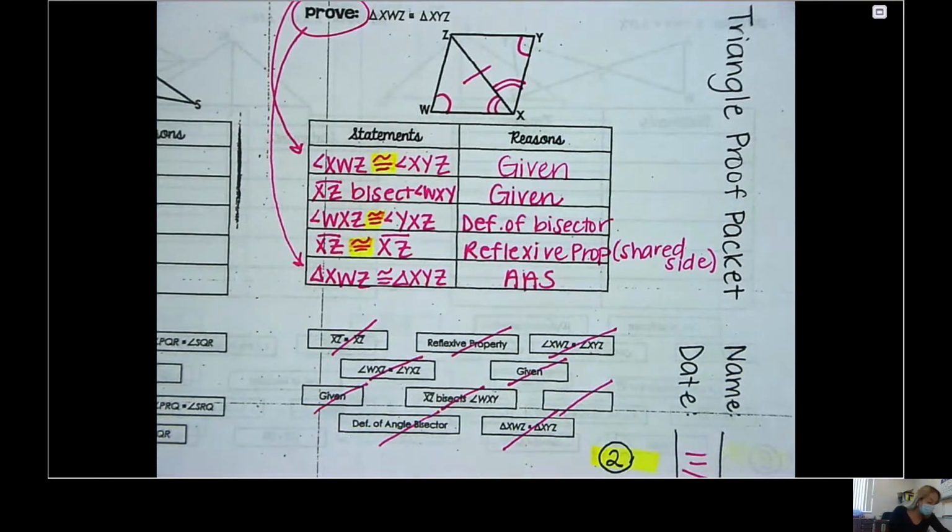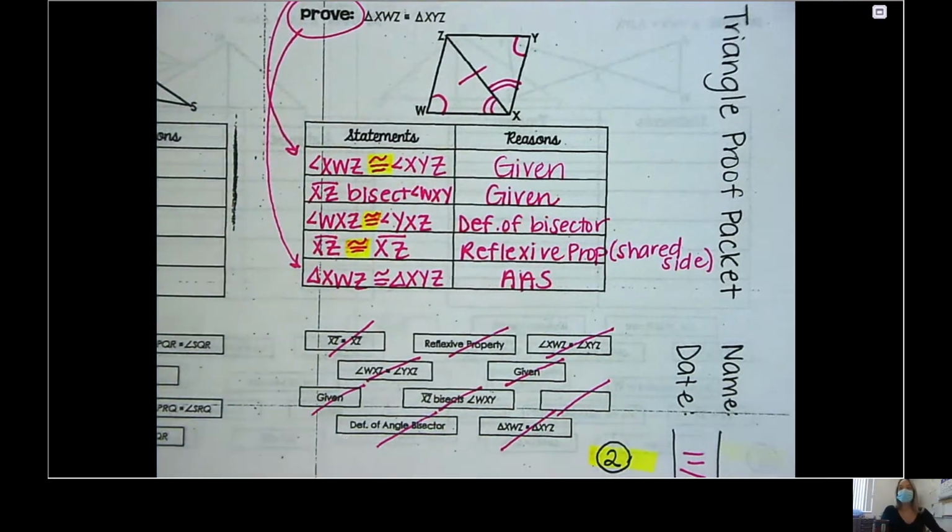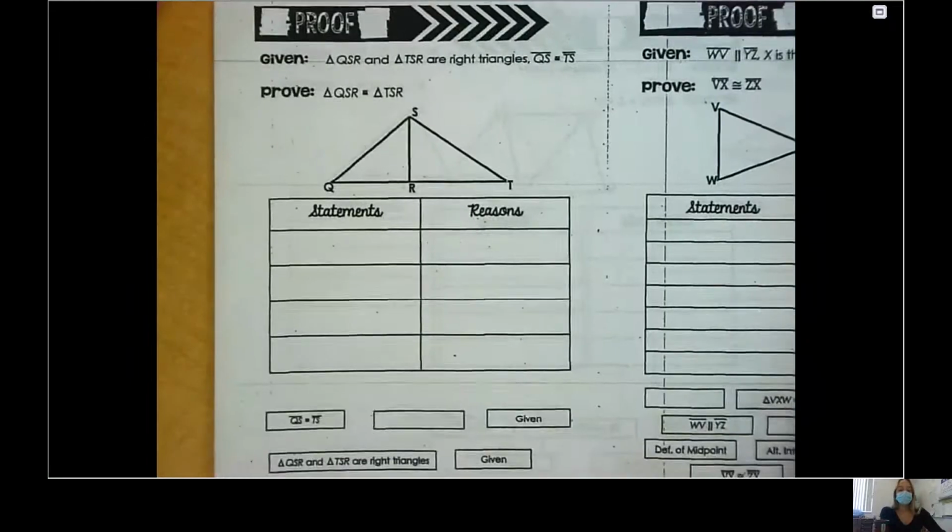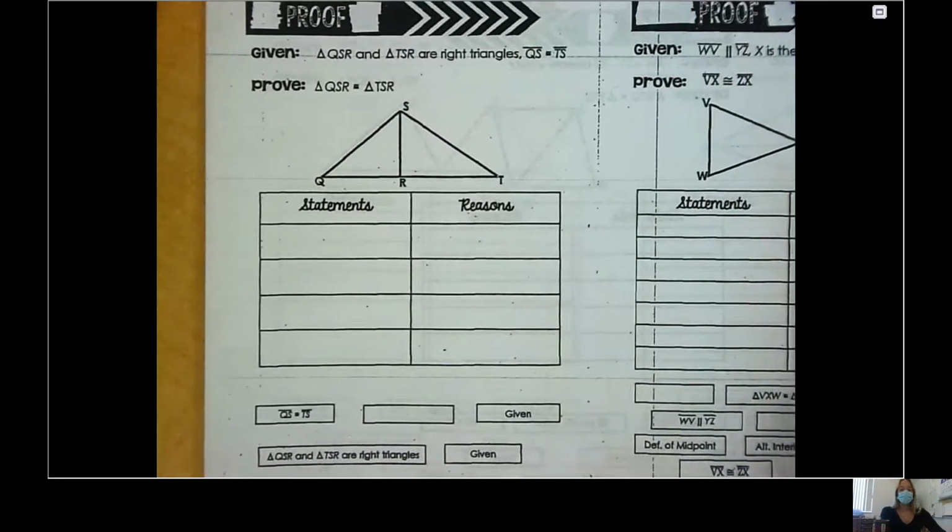Okay. I would like you to try number 3. Give number 3 a try, and then we're going to check it together. Make sure you mark it in the picture. Nope, we're not doing number 1 right now. We're doing number 3 right now. I have an order to my madness. Just bear with me.